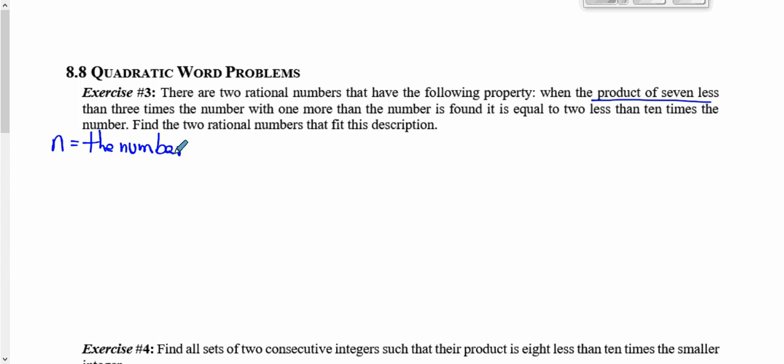Instead of writing out the equation, let's just make some expressions for the things they say. So the product, let's start with the product of 7 less than 3 times the number. What would that be? 7 less than what? What's 3 times the number? 7 less. There's 1. Okay, with 1 more than the number, which would be what? There we go. And it is equal to what? So that would be what?